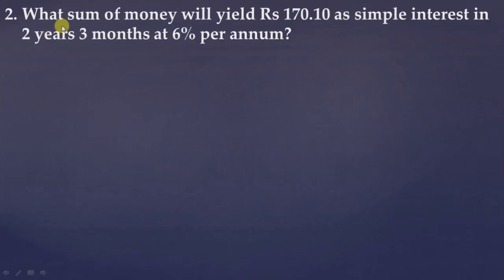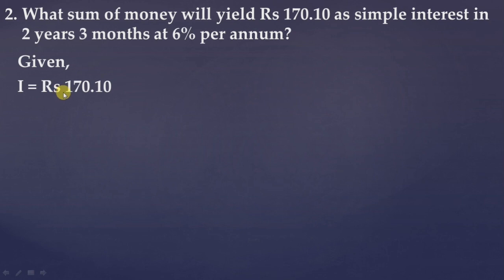Number 2, what sum of money will yield rupees 170.10 paise as simple interest in 2 years 3 months at 6% per annum? So what sum? Here we need to find the principal. We'll start with the given.